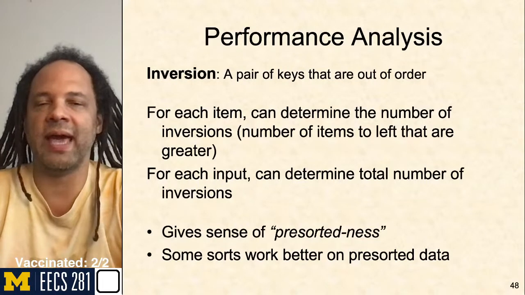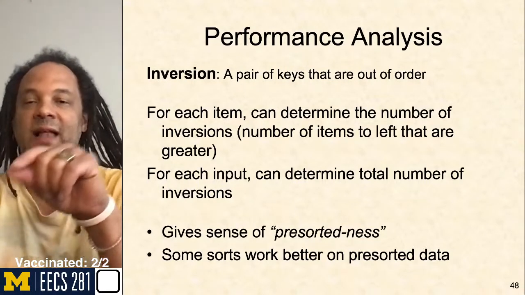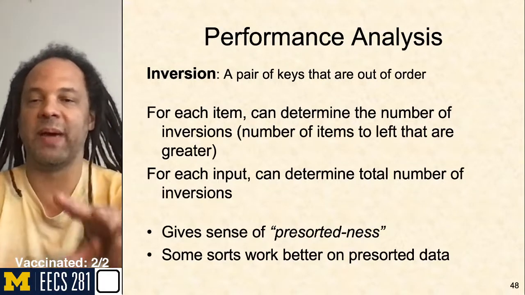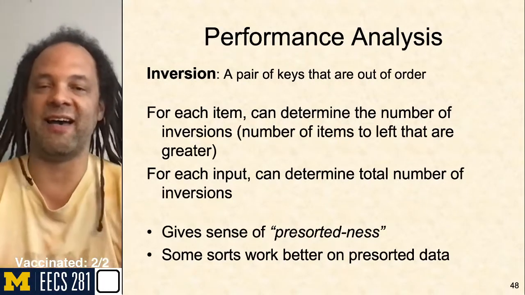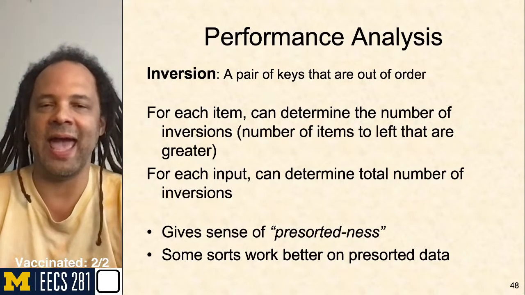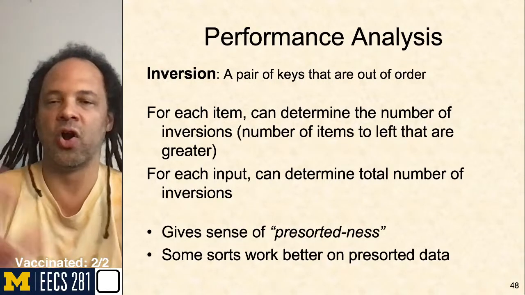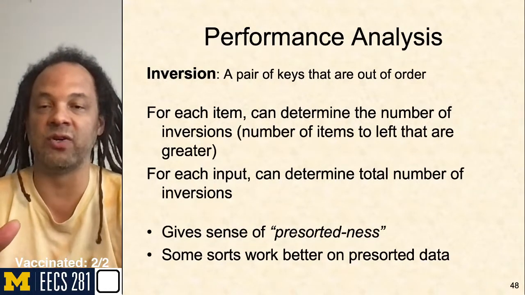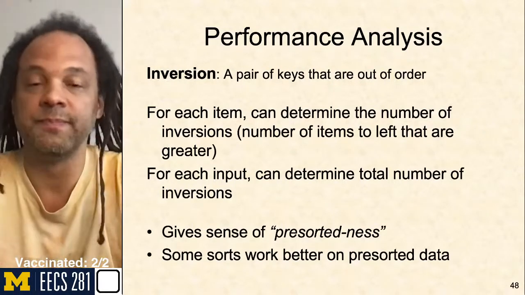And that's me looking at any pair of keys that are out of order. So when I had 5 followed by 1, that's a pair of keys that are out of order, because if things were sorted, the 1 would come before the 5. So I can take every item in a data set and look at how many inversions it generates. So an early 5 generates a lot of inversions. It should end up after all of those other things.